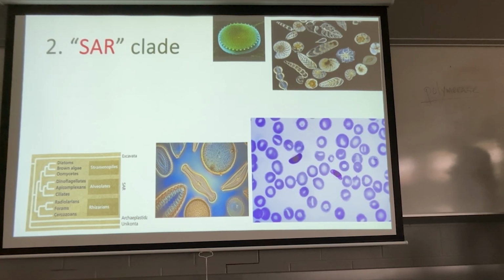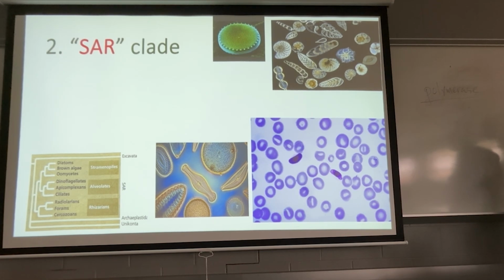And because we have a time restraint, here are your 3 groups that make up SAR. So the word SAR, or this acronym, comes from the S, the A, and the R, and the 3 major groups that make up this clade, this supergroup. They're called Straminopiles, Alveolates, and Rhizarians.